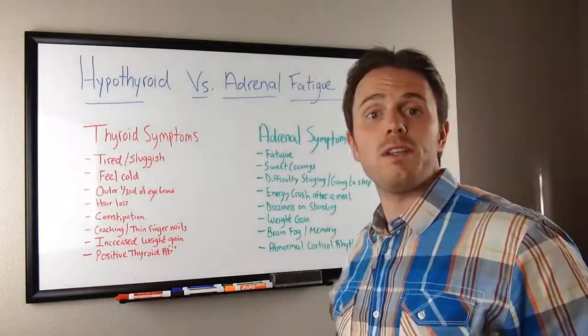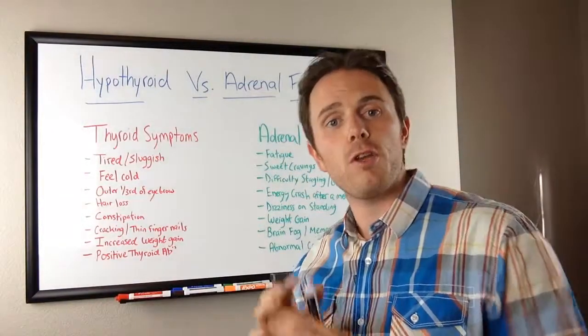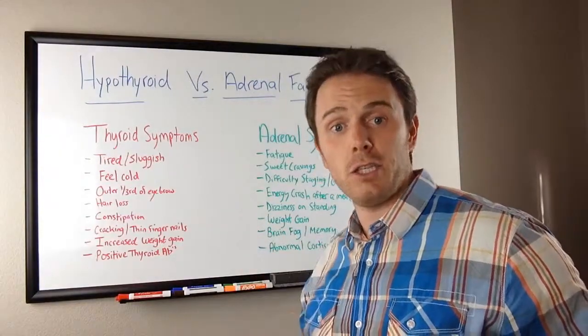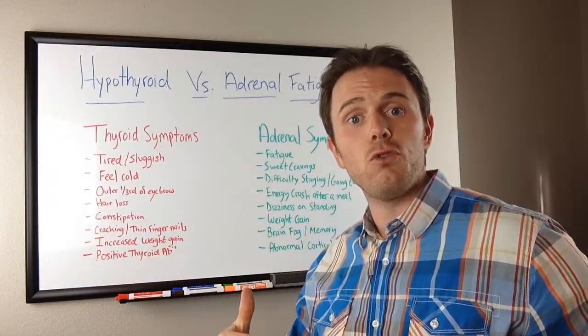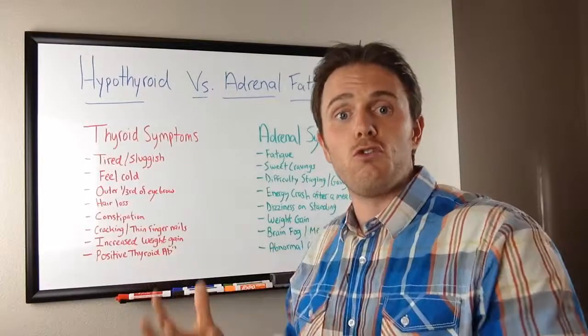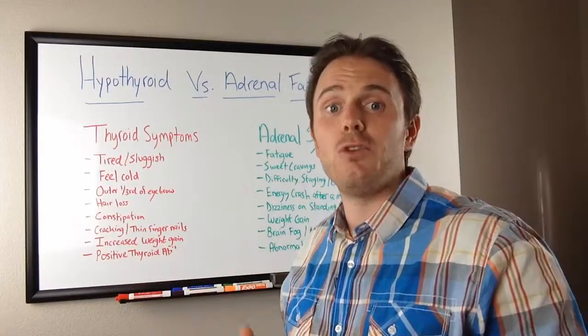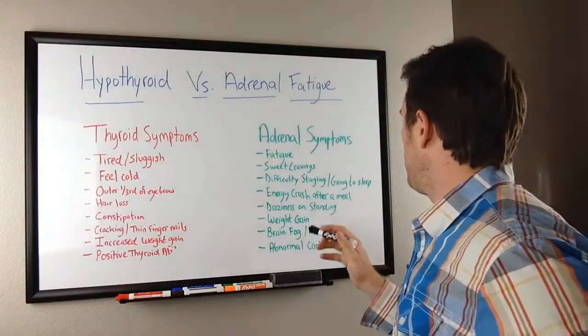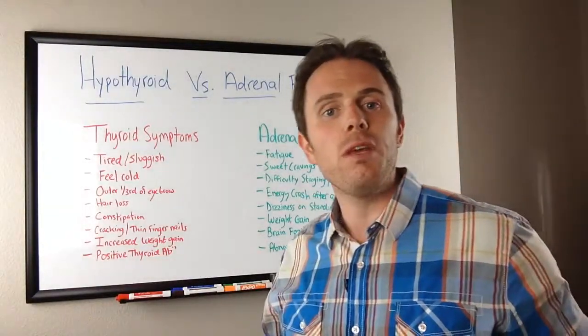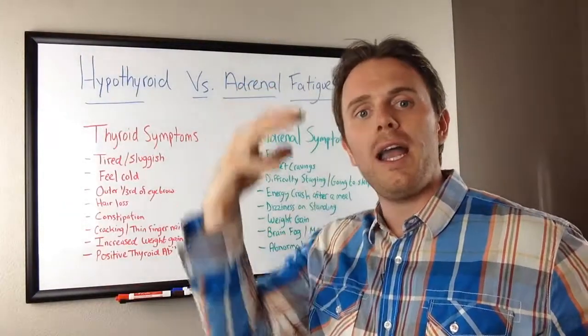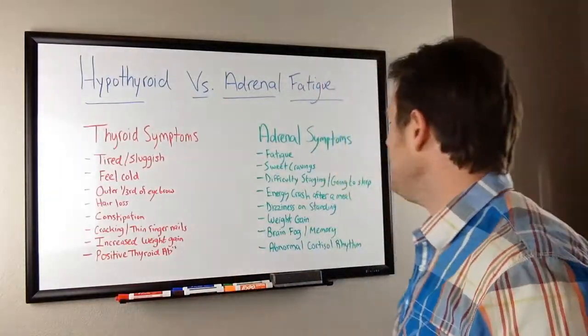Difficulty staying or going to sleep. If cortisol is too high before you go to sleep, you may have a hard time actually getting to sleep, or if it drops down too low, our adrenals produce adrenaline to help bring that blood sugar back up, but it also wakes us up as a side effect. Also, energy crash after a meal. If our blood sugar goes too high, high amounts of insulin can cause fatigue.